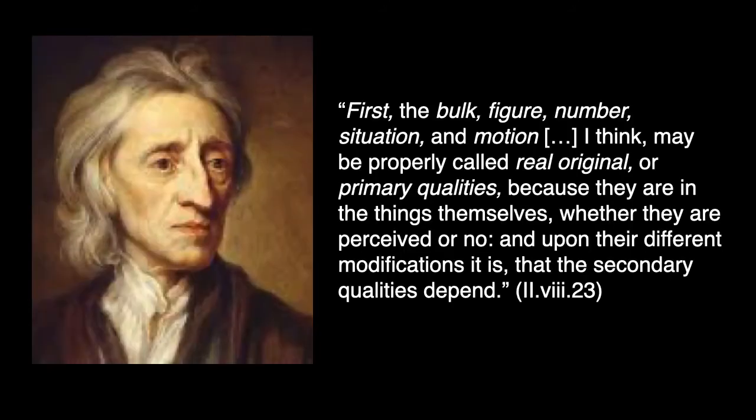First, let's look more closely at what Locke tells us about these primary qualities. Here he is reiterating the originating aspect of these primary qualities. "First, the bulk, figure, number, situation, and motion, I think may be properly called real original or primary qualities because they are in the things themselves, whether they are perceived or no, and upon their different modifications, it is that the secondary qualities depend."